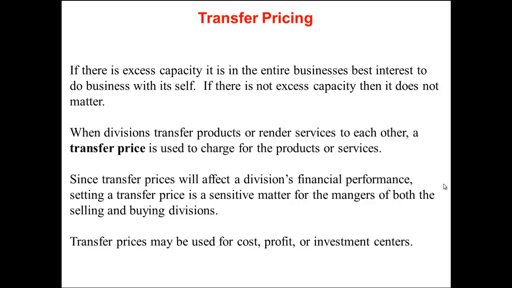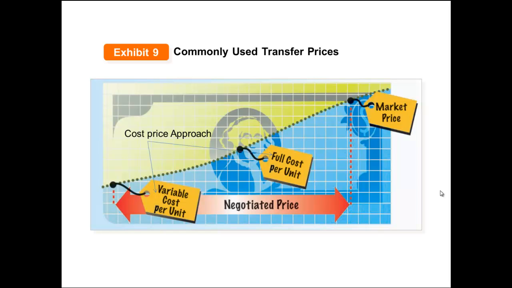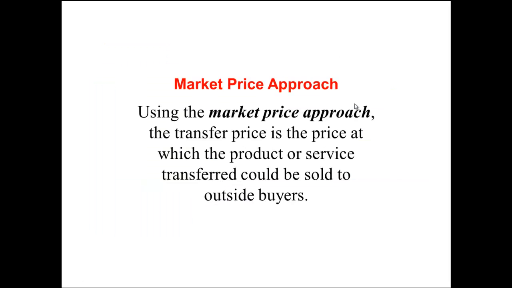And when we do buy and sell between each other, those divisions have to use what's called a transfer price. Now, since transfer prices are going to affect a division's financial performance, setting a transfer price is a sensitive matter for the managers of both the selling and buying divisions. Okay, now you can use transfer prices for cost, profit, or investment centers. Here's a look at 3 common methods of transfer price. The price that they set might be as small as the variable cost per unit, the full cost, which would be direct materials, direct labor, variable and fixed overhead, or maybe as high as the market price. By market price, I mean the price that the product or service could be purchased for on the outside market. So what's the going rate for it?